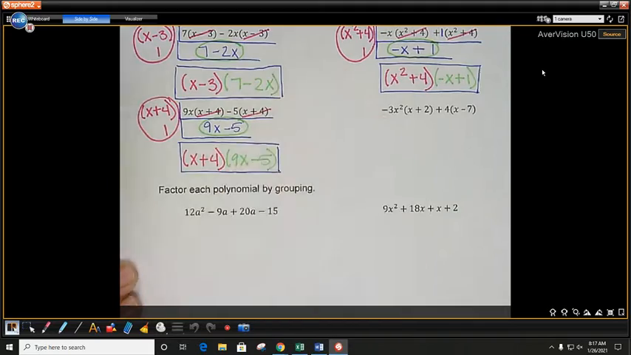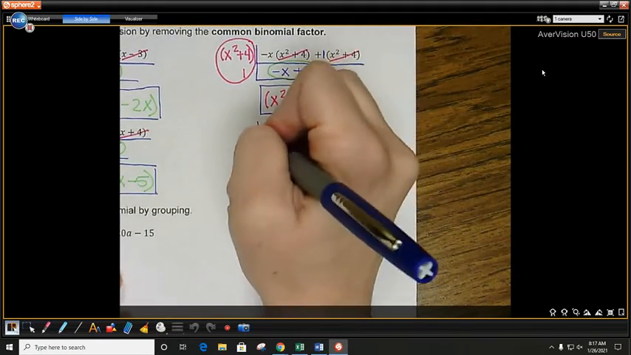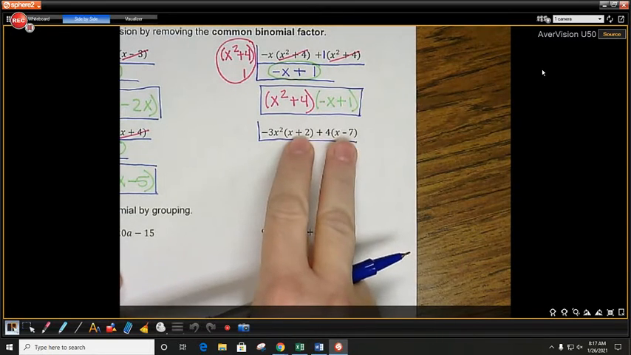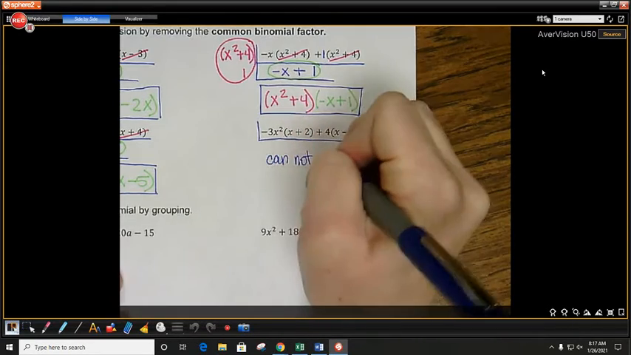And then last but not least of these, let's do our upside down division. Oh no, these two parentheses don't match. Nothing we can do. We're just going to put cannot factor.